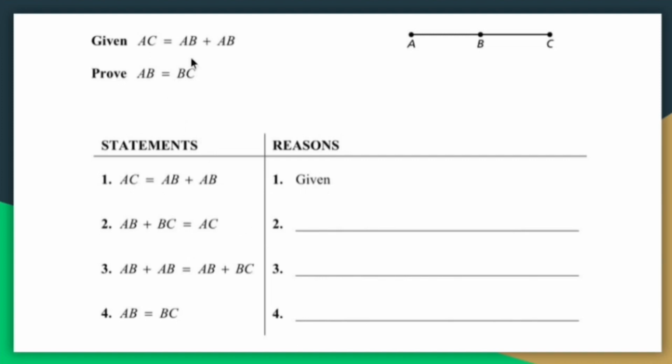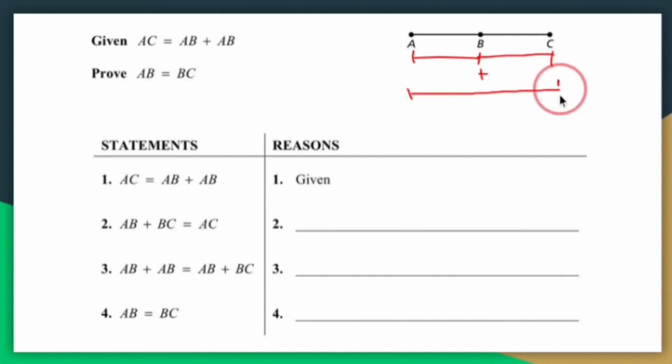Step 2 says AB plus BC equals AC. Now, I have to look at this information and try to be like, okay, well, where did I get that? Did I get that from up here? No, I didn't. Let's look at my picture, AB. Oh, there's AB. So that matches up with that. BC, there's BC. So that matches up with that. And oh, yeah, I guess it would make sense that if I added those together, I would get AC, which is the whole thing.